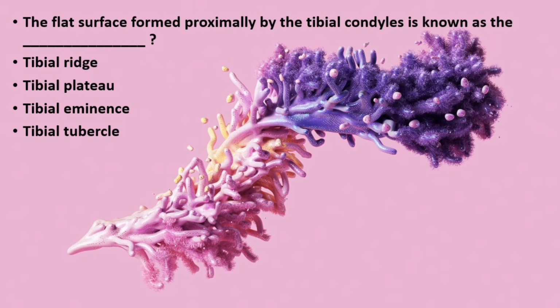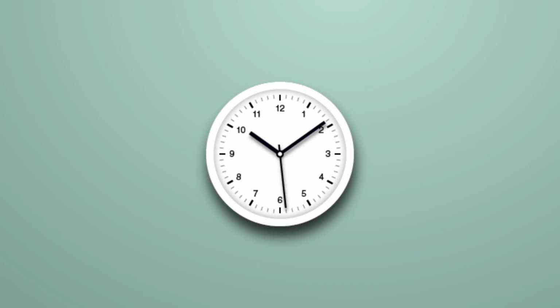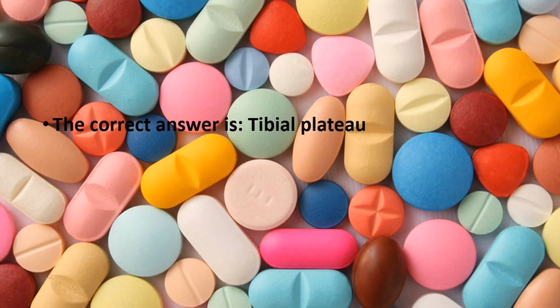2. The flat surface formed proximally by the tibial condyles is known as the dash. Tibial ridge. Tibial plateau. Tibial eminence. Tibial tubercle. The correct answer is tibial plateau.